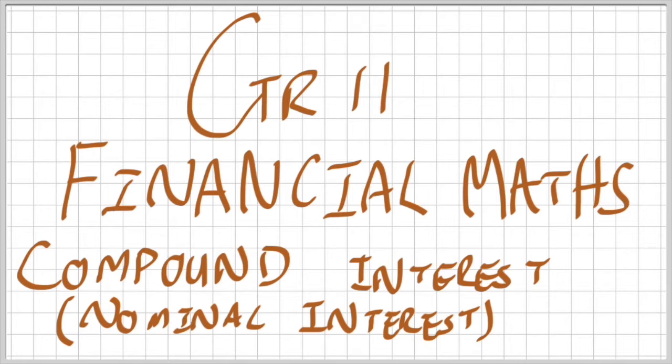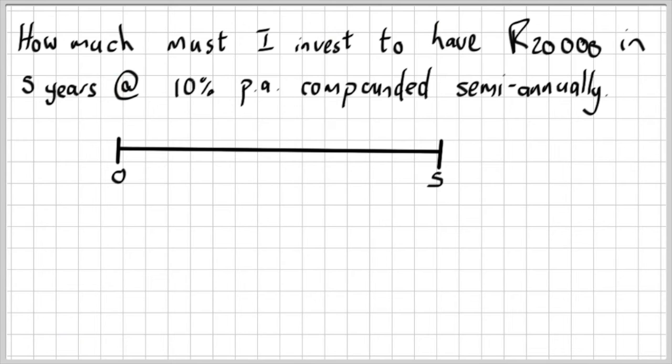That's the other term used for half yearly. But where the interest is calculated like a real life scenario. So when we look at nominal interest rates, the best advice for me is to start with a scenario. Start with a problem. Like, how much must I invest to have 20,000 Rand in 5 years' time at 10% per annum, compounded semi-annually?